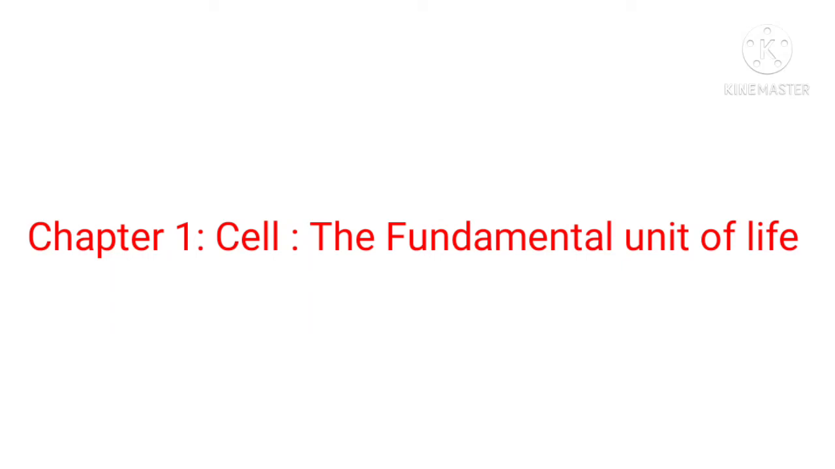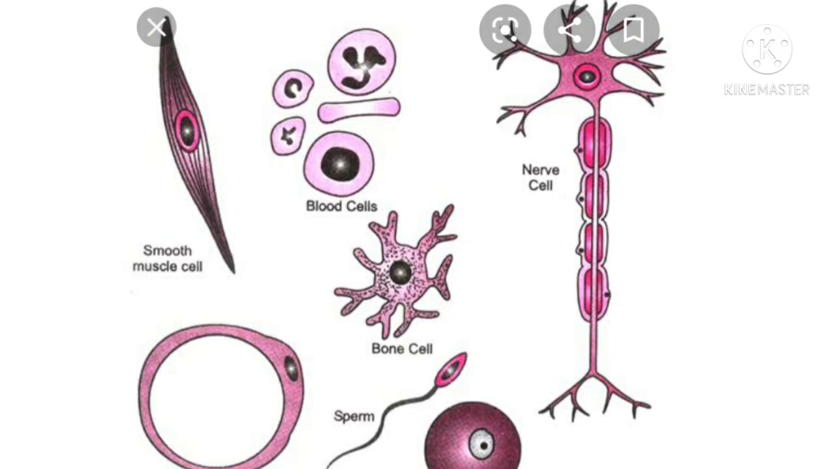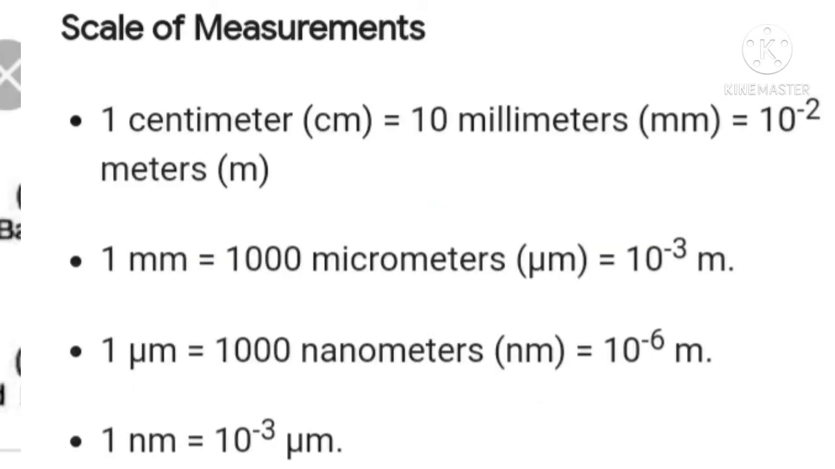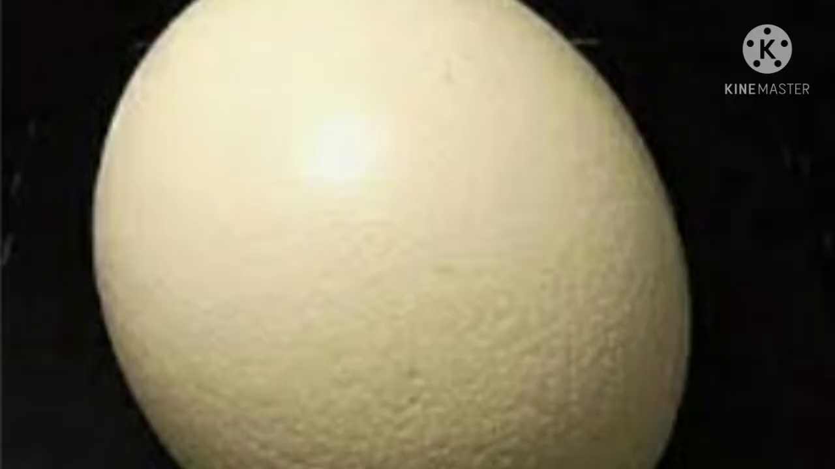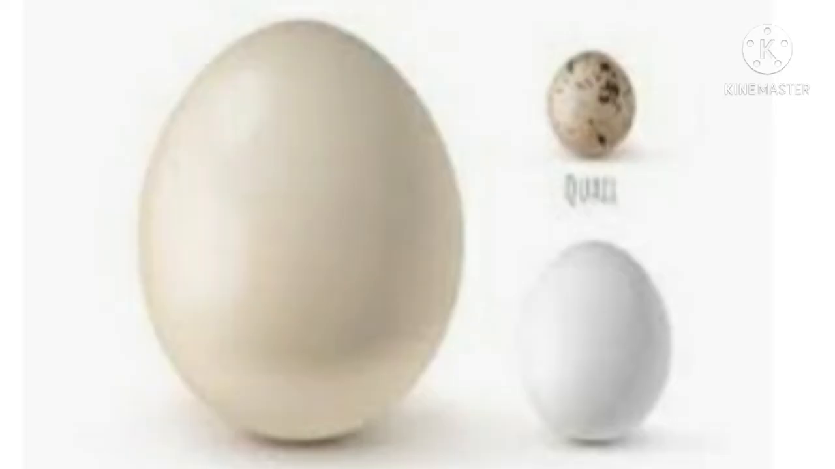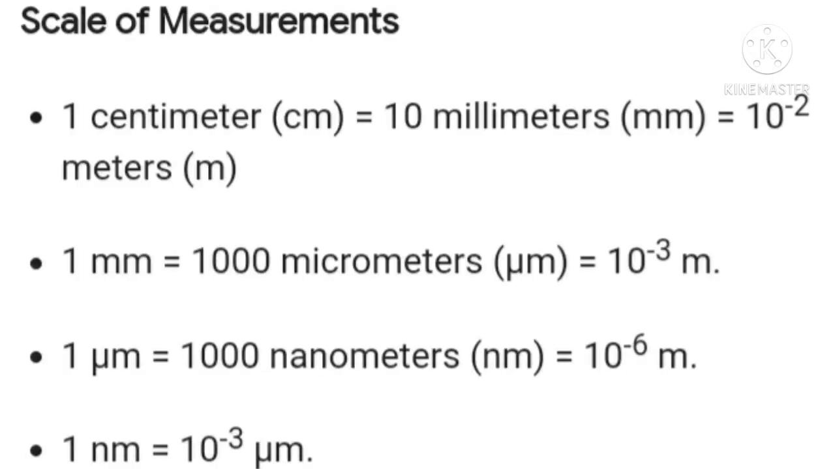As we had already discussed cell shape, today I am going to tell you about cell size. As we know, the size of different cells ranges between broad limits. Some plant and animal cells are visible to the naked eye. On the other hand, some are visible only with a microscope.